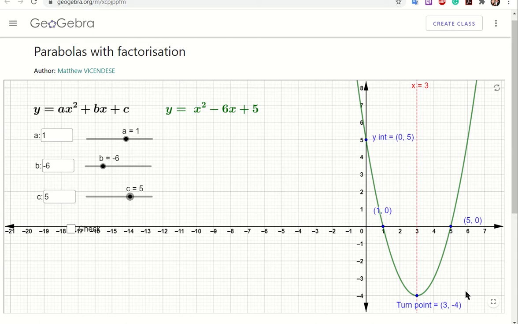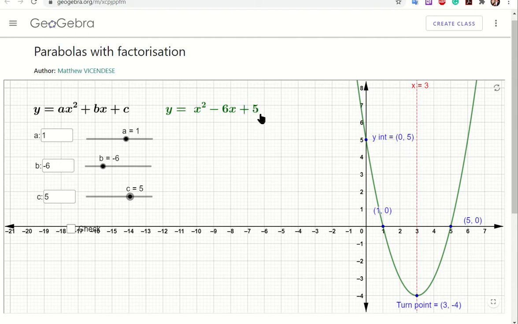So for those of you who are confident enough with your factoring, minus 1 times minus 5 equals 5, and minus 1 plus minus 5 makes minus 6. So you'll know that the rule we can see there factors to x minus 1 times x minus 5. Also, take note that the y-intercept is equal to 5, which is c.